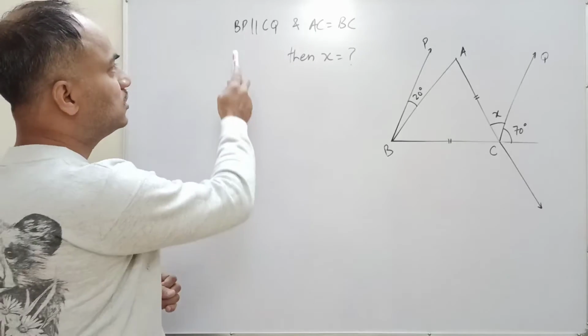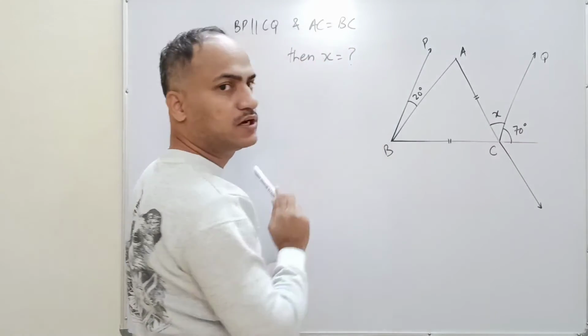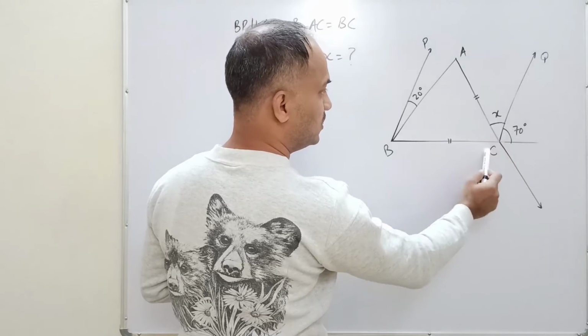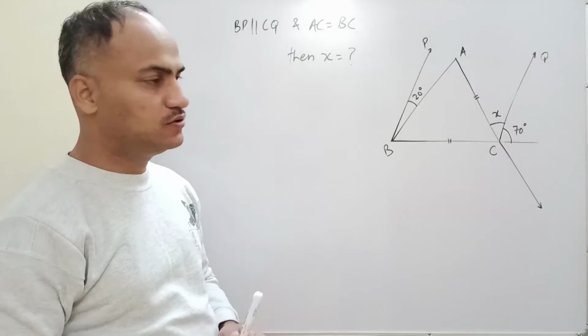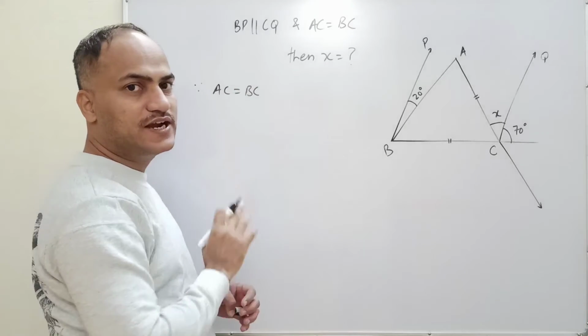In this question, BP and CQ, means this line and this line, are given to us as parallel. AC and BC are also equal, and then we have to find the value of x. Okay, AC is equal to BC. These are two sides in a triangle.